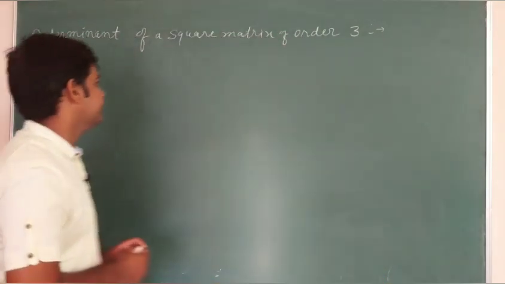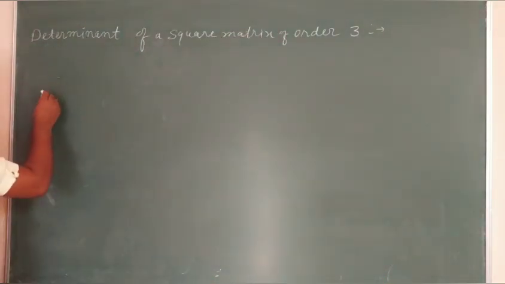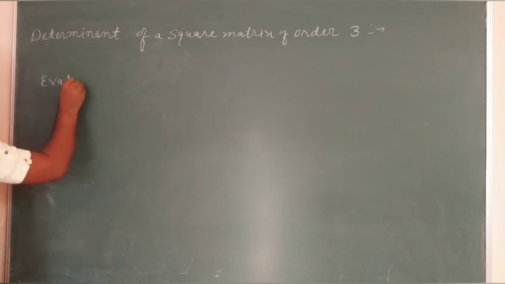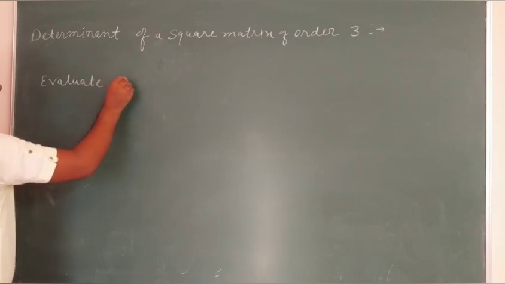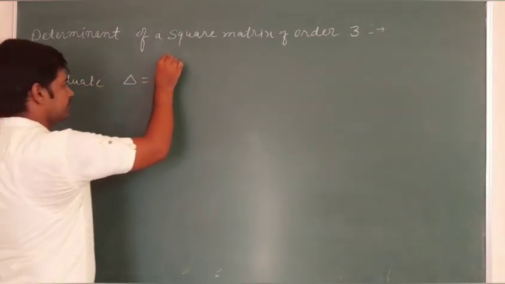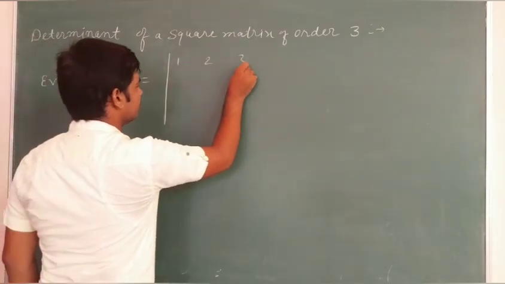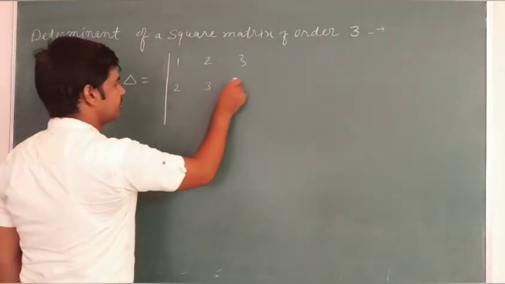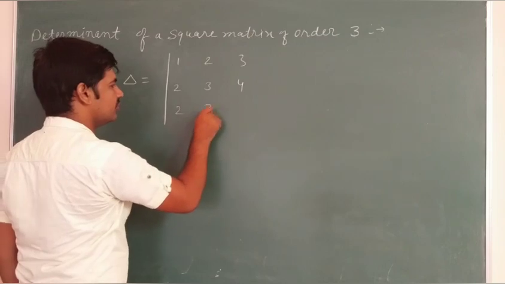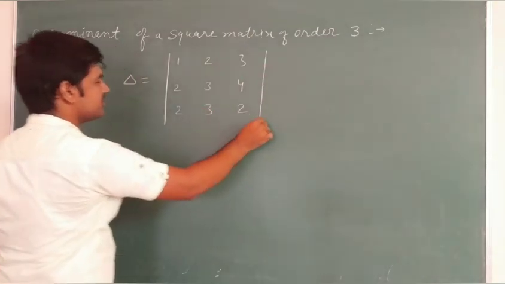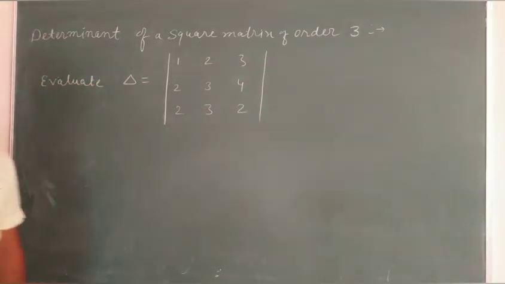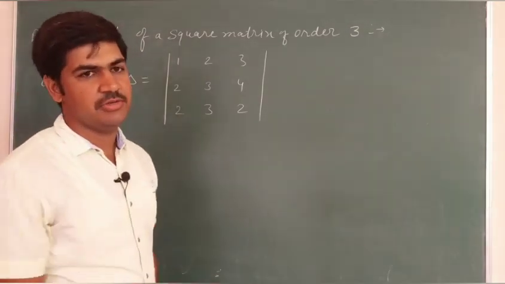So see students, the example I am taking is to evaluate del is equal to a determinant, suppose, of order 3: 1 2 3, 2 3 4, 2 3 2. This is a determinant of order 3 and we have to find the value of this particular determinant.